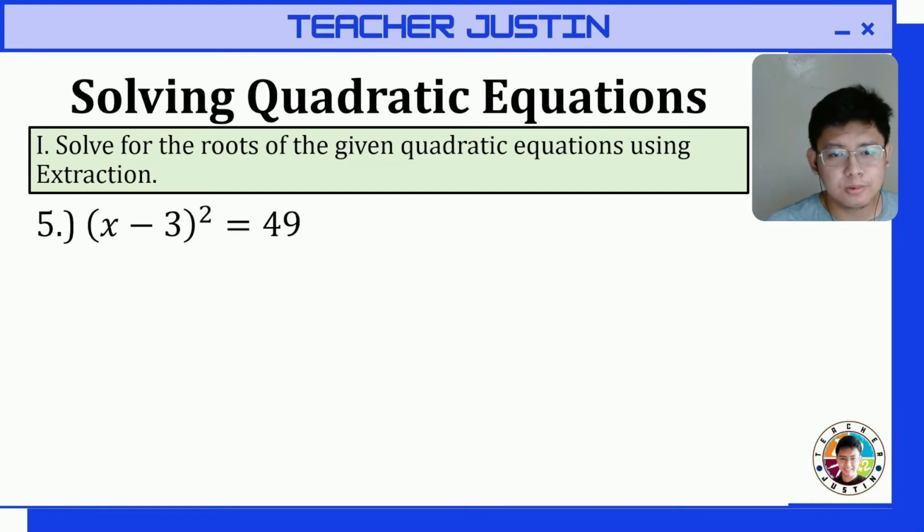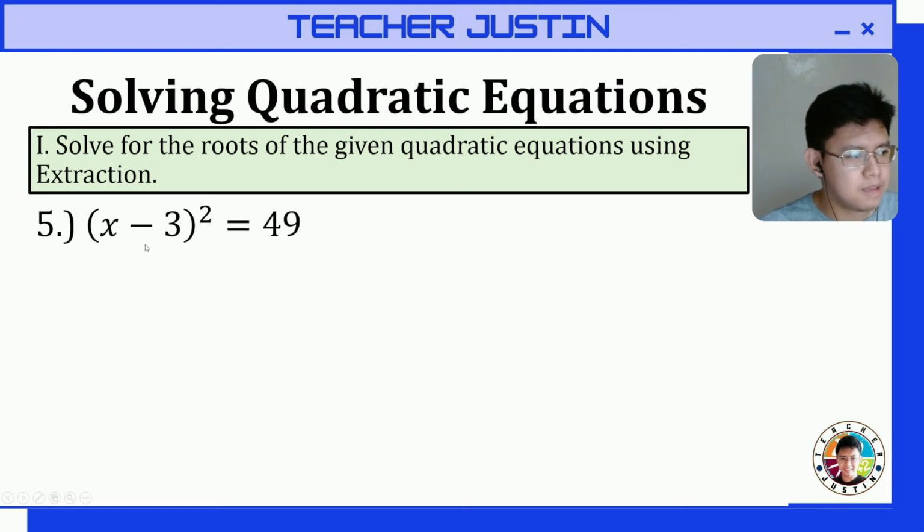Let's solve for the roots of this quadratic equation. The square quantity of x minus 3 is equal to 49. So, para masagutan natin tong equation na to, let's use extraction, wherein we isolate the variable x. So, sa equation na to, para ma-isolate natin tong variable x na to, we have to eliminate the exponent. Kasi itong group na to, naka-raise to the power of 2.